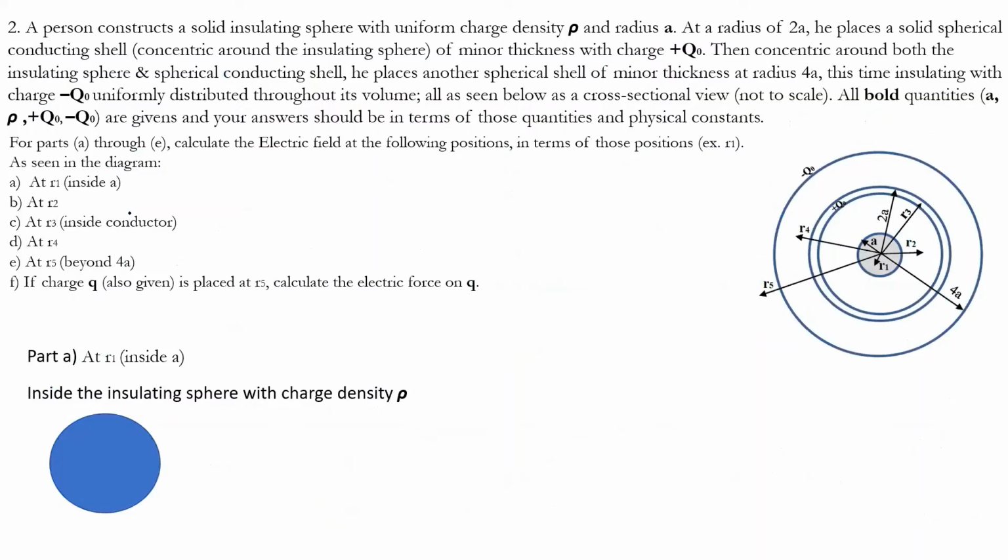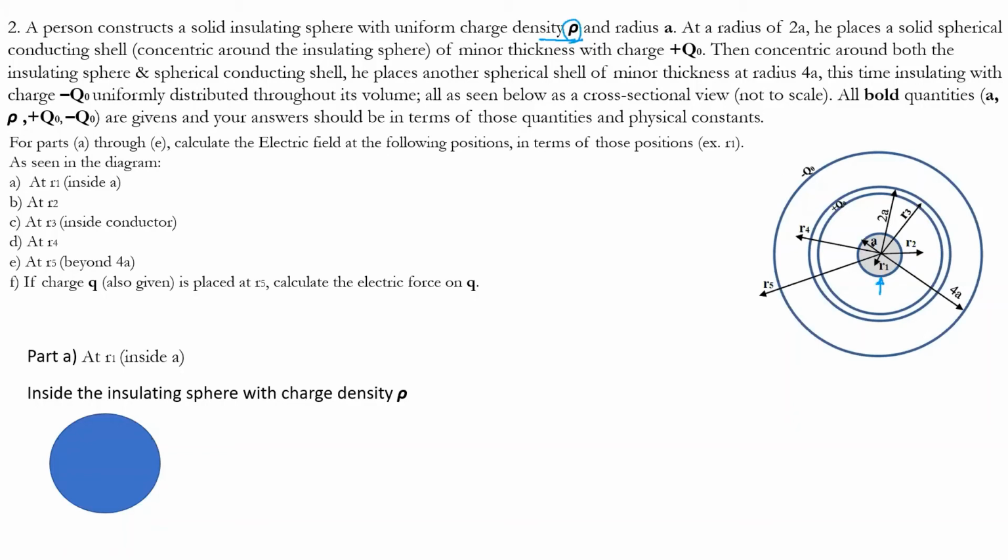Here is a problem. I know it looks complicated, but it is not. It is a combination of all the things that we learned up to now. So I'll explain what is there in the question. This small circle inside with a radius A is an insulating sphere with charge density rho. It is very similar to the previous insulating problem we did, except that they have given the rho directly.